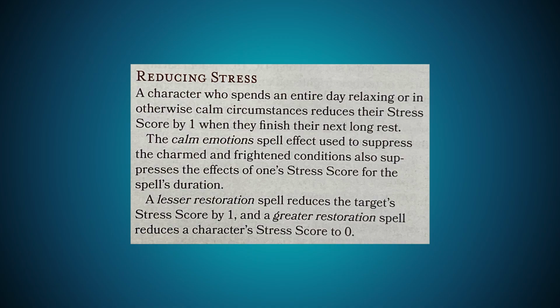A character who spends an entire day relaxing or in otherwise calm circumstances reduces their stress score by 1 when they finish their next long rest. The Calm Emotions spell effect used to suppress the charmed and frightened conditions also suppresses the effects of one's stress score for the spell's duration. A lesser restoration spell reduces the target's stress score by 1, and a greater restoration spell reduces a character's stress score to 0.